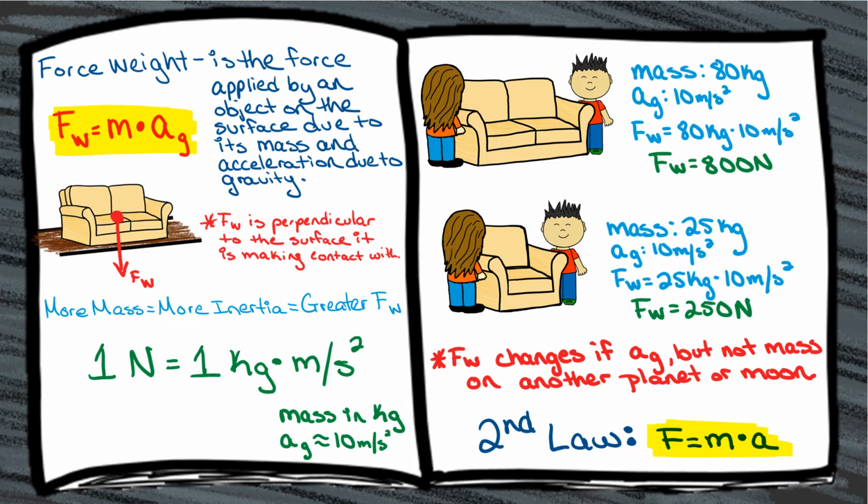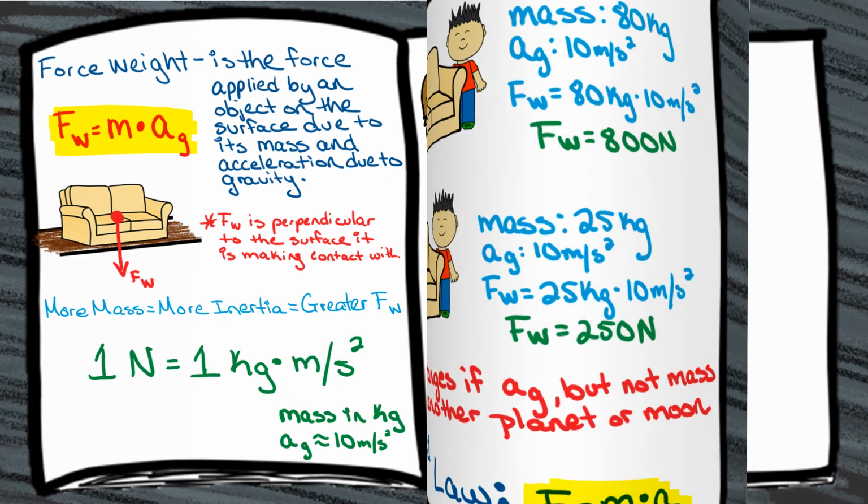Good observation, Alex. Since weight is a force, it does use the force equation in which acceleration is specified as acceleration due to gravity. So in other words, that g that we used in this equation is actually a.